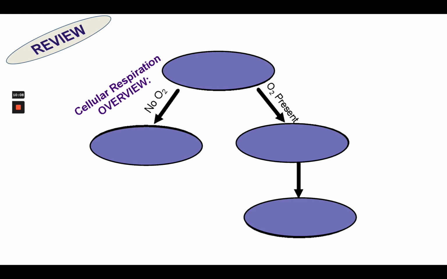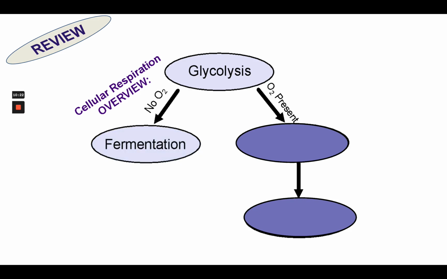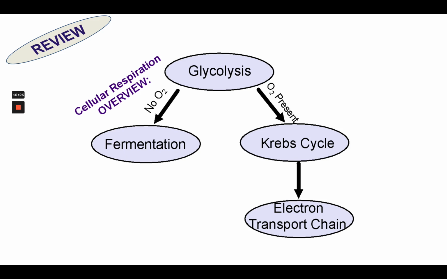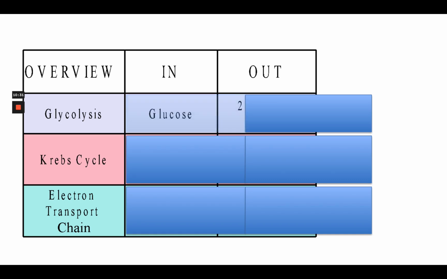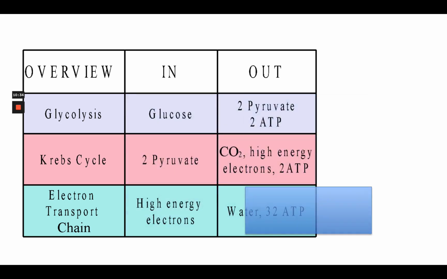So if we go ahead and make a little flow chart here to show us the relationships between all the portions of cellular respiration, we can see we have glycolysis. When there's no oxygen, it goes to fermentation. If there is oxygen present, it goes into Krebs and the electron transport chain. This box here, you need to know. It's a little handy dandy chart that shows the ins and outs of each part of the process of cellular respiration.